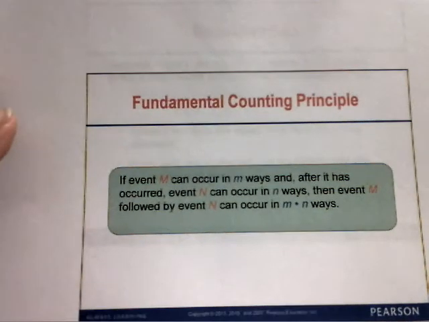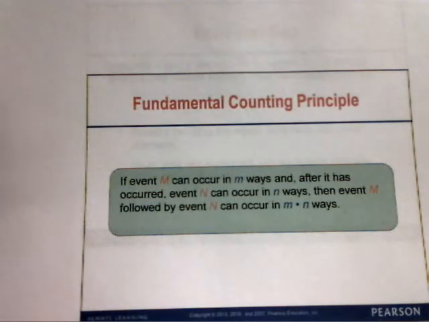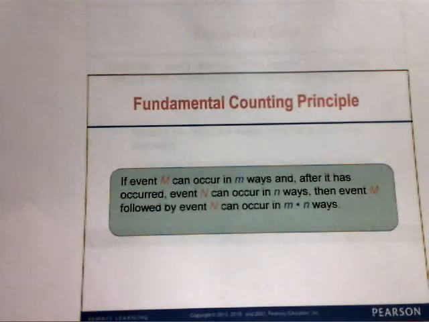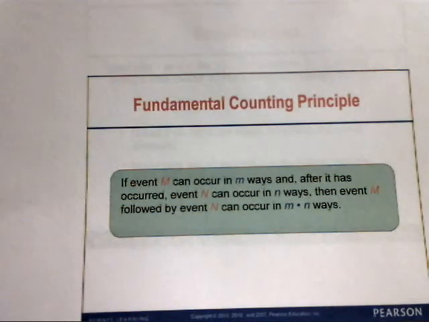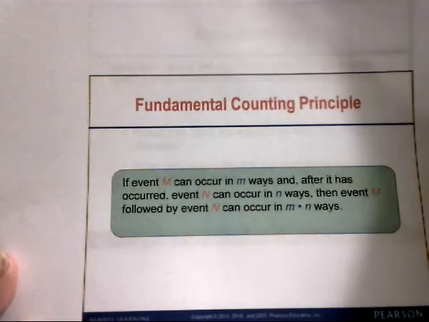And the fundamental counting principle is this. If event M can occur in M ways, and after it has occurred, event N can occur in N ways, then the event M followed by event N can occur in M times N ways. Okay? So one event can occur M number of ways, and the second one can occur N number of ways. Then event M followed by N can occur M times N ways. And this is where we use the fundamental counting principle.